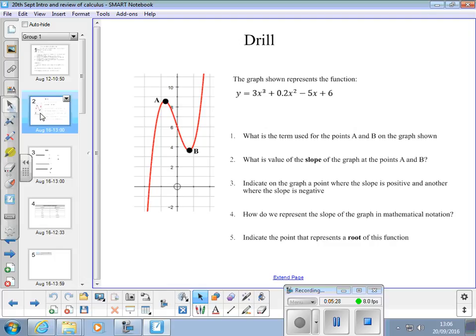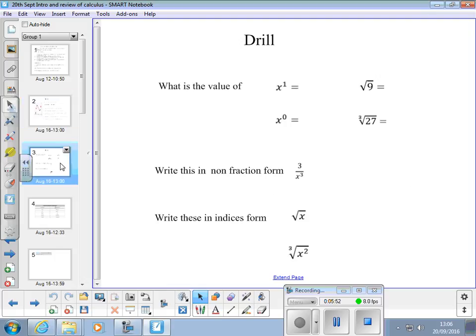How do we represent the slope of a graph in mathematical notation? For the clever of you, there are two different ways we might notate that. And indicate the point that represents a root of that function. And on the second page, what's the value of x to the 1? What's the value of root 9? Have a go at answering those questions as well, as a little preamble to what we're going to do today. About 5 minutes on that, okay?